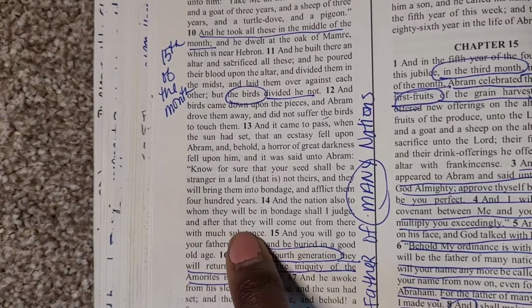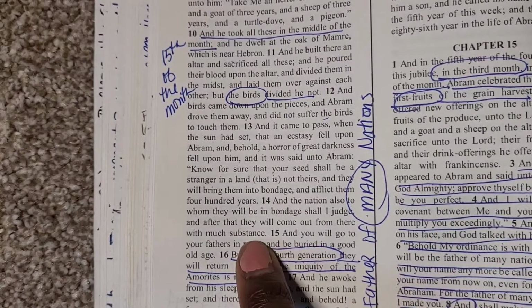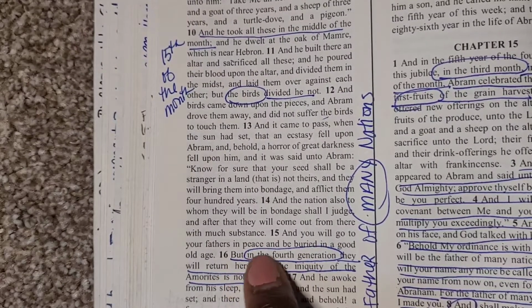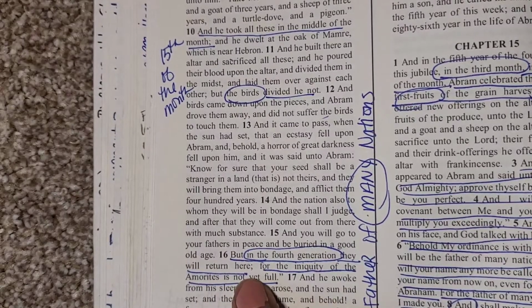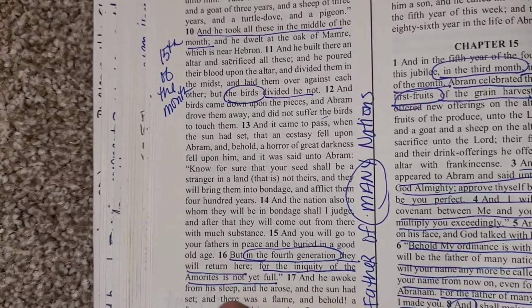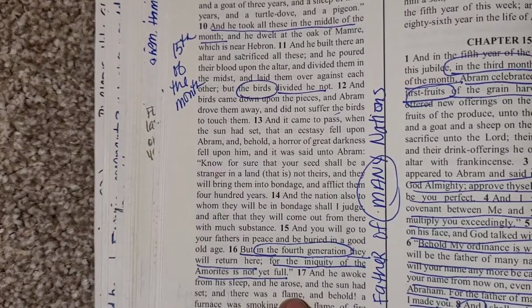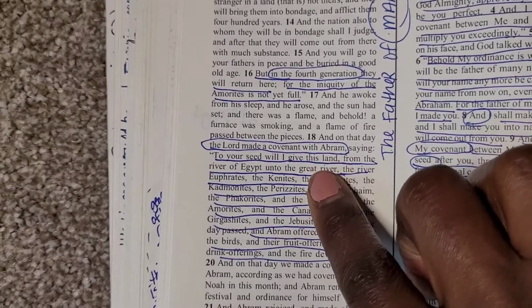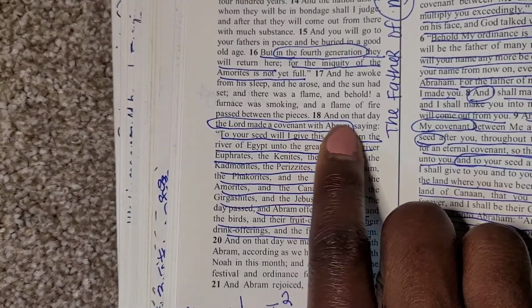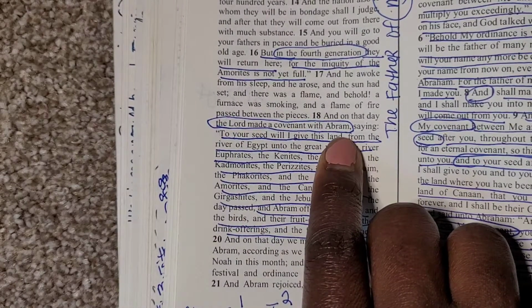This is Egypt. And after that, they will come out from there with much substance. Remember, I told you how they pillaged Egypt. And you will go to your fathers in peace and be buried in a good old age. But in the 4th generation, they will return here. This is in Moses' day. For the iniquity of the Amorites is not yet full. And he awoke from his sleep, and he arose, and the sun had set, and there was a flame, and behold, a furnace was smoking. And a flame of fire passed between the pieces. And on that day, the Lord made a covenant with Abraham.